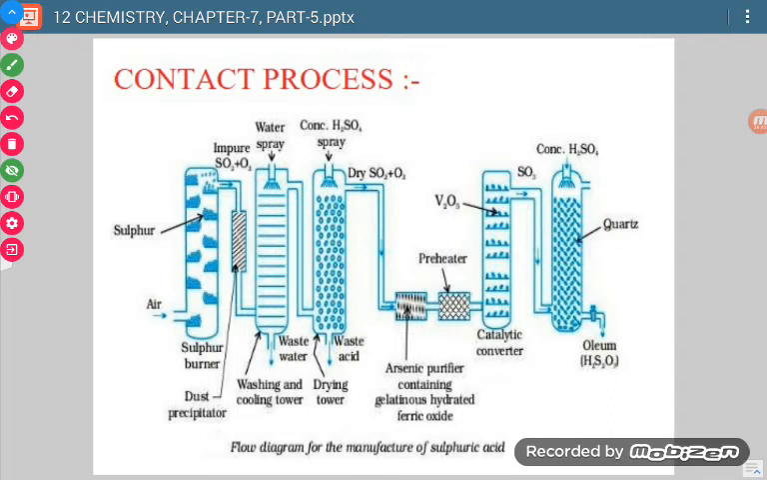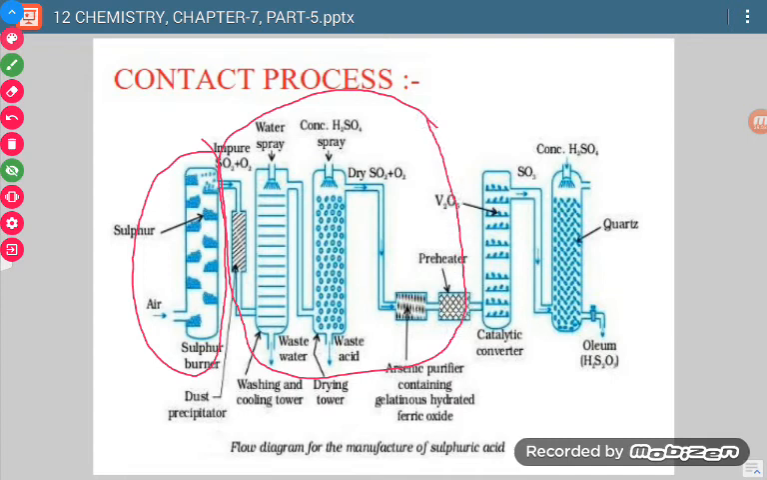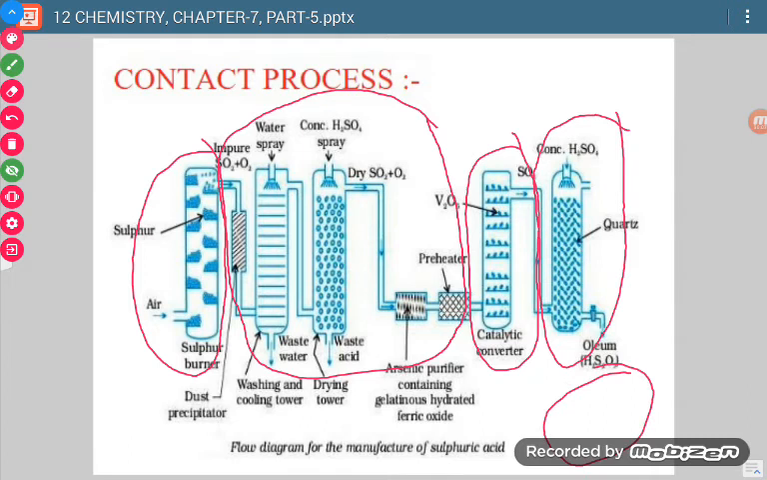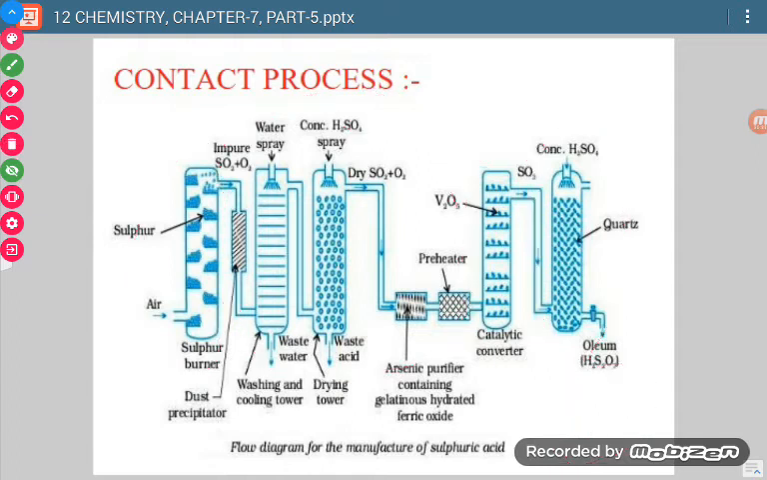Now this is the flow diagram for the preparation of sulphuric acid. Now see, this is our first part and this much part is for purification. This is purification part, and this is oxidation part, and this is absorption part, and then our formation of sulfuric acid part. Okay, so combustion, purification, oxidation, absorption, and preparation of sulfuric acid. Okay, now let us discuss one by one.